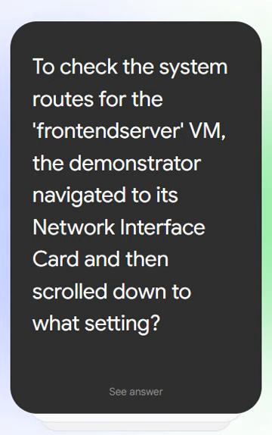To check the system routes for the front-end server VM, the demonstrator navigated to its network interface card and then scrolled down to the settings. Effective routes.